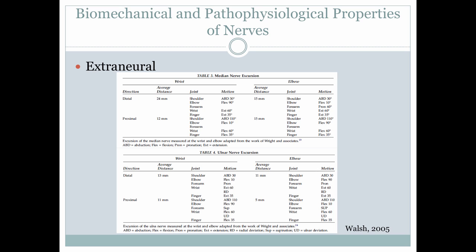And as you can see in the chart here, proximal and distal excursion for the median and ulnar nerves have been recorded with movements of the shoulder, elbow, forearm, wrist, and fingers. So you can see here the amount of distance that nerve might be traversing, and here we're looking at the median nerve when motion occurs at the shoulder or at the elbow. And so again, it's those extraneural characteristics of the perineurium and epineurium that are allowing that gliding to occur.